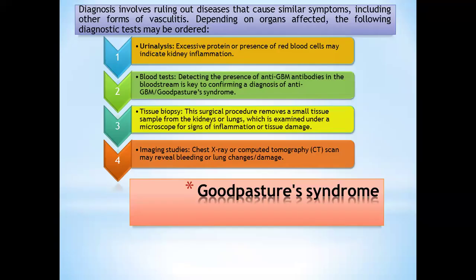Tissue biopsy: this surgical procedure removes a small tissue sample from the kidney or lungs, which is examined under a microscope for signs of inflammation or tissue damage. Imaging studies: chest X-ray or CT scan may reveal bleeding or lung damage.